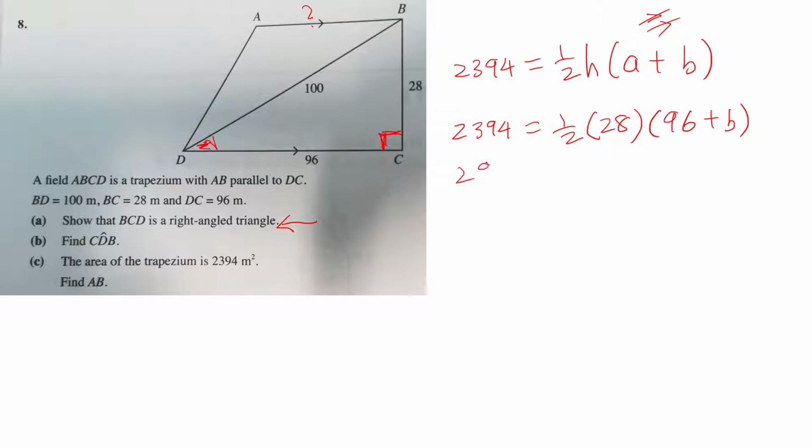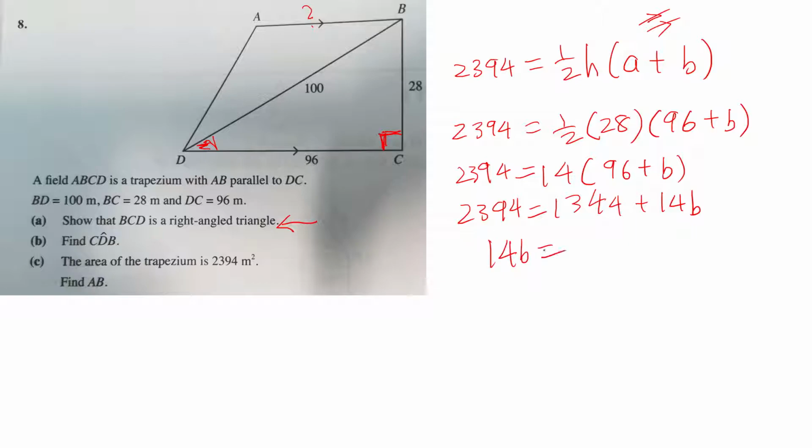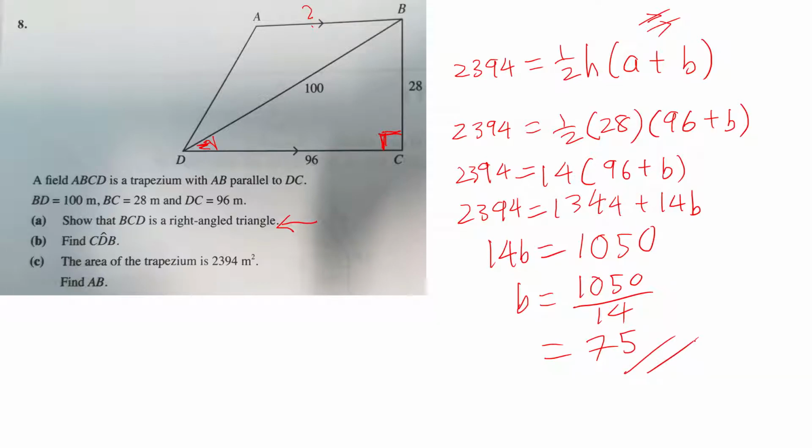So what to do is this. We have, this is 14 times 96 plus B. 2394 is equals to 14 times 96, 1344 plus 14B. This one is your expansion. Then 14B will be equals to 1050. B will be equals to 1050 divided by 14. All right. So B will be 75. Yep, that's all.